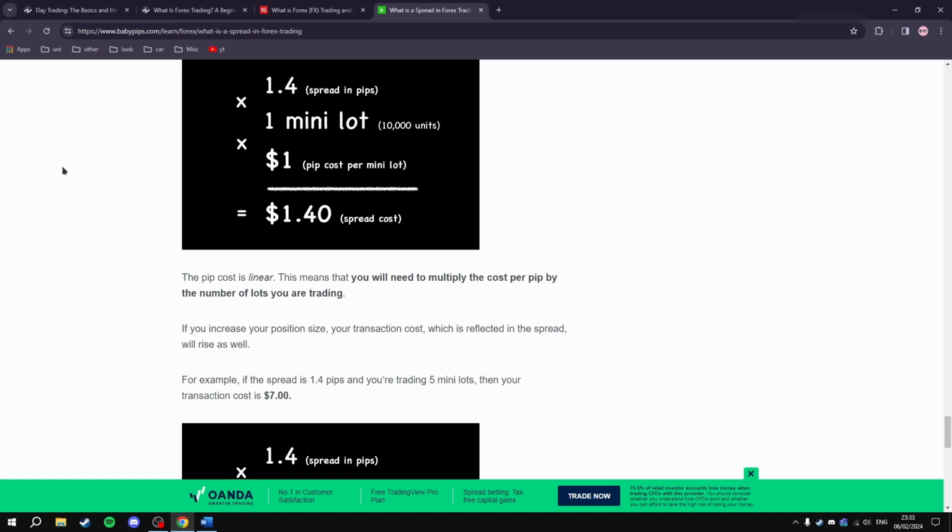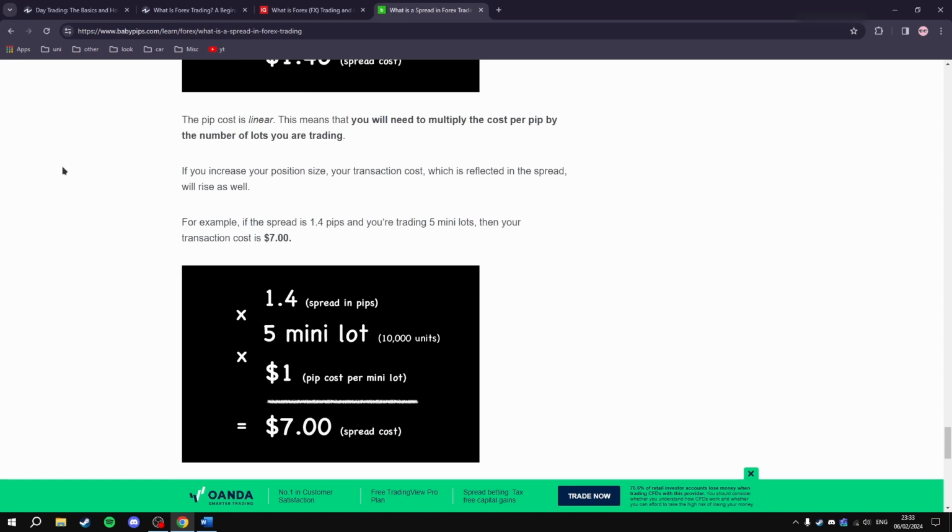For example, if the spread is 1.4 pips and you're trading 5 mini lots, then your transaction cost is $7, because 1.4 times 5 times 1 equals 7.